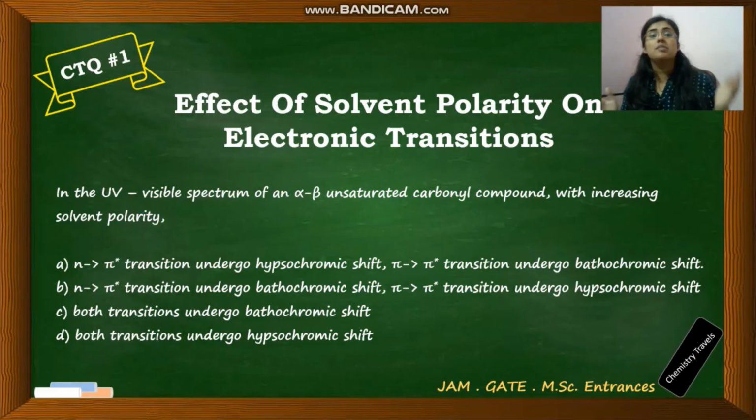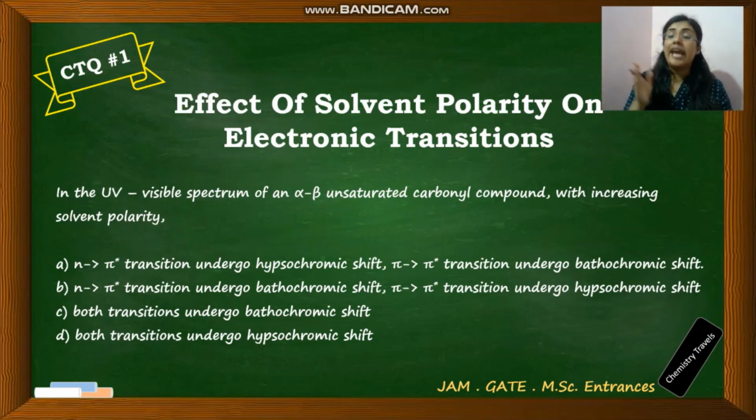Let us apply the concept to this question, our first CTQ question. Here they've considered an alpha beta unsaturated carbonyl compound, and they're asking what would happen to the n to pi star and the pi to pi star transitions with the increase in solvent polarity. We saw that for carbonyl compounds, with the increase in solvent polarity, n to pi star transitions undergo a hypsochromic or blue shift, and pi to pi star transitions undergo a bathochromic shift. So I can say here in this question my option A is the right option.